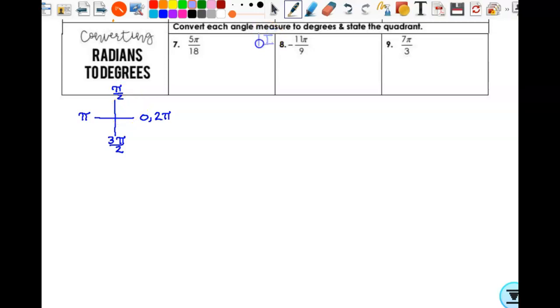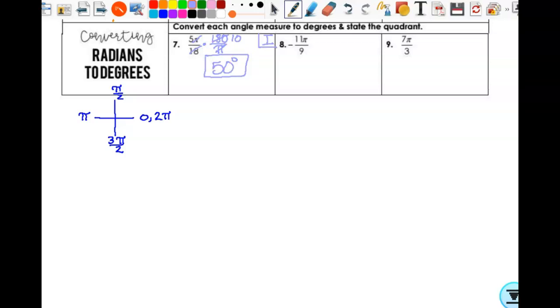And then again, we're going to convert, and then we can double check that we were right. So now I want to get it into degrees, so I'm going to multiply it by 180 over pi. The pi's cancel out. 18 goes into 180 10 times. So I get 50 degrees, which is, yes, definitely in quadrant 1. Okay, we good?